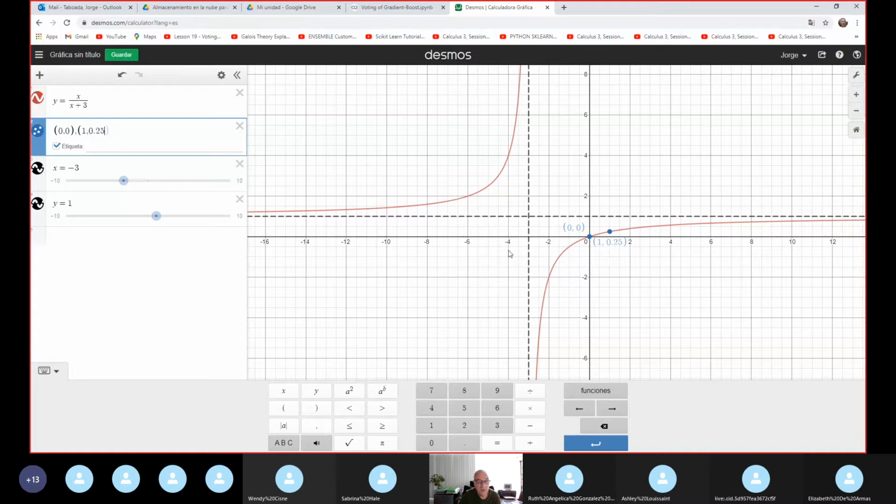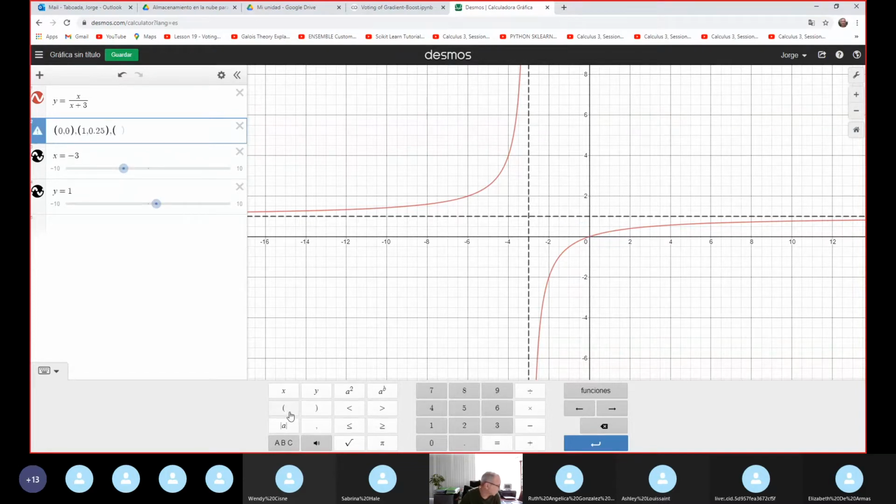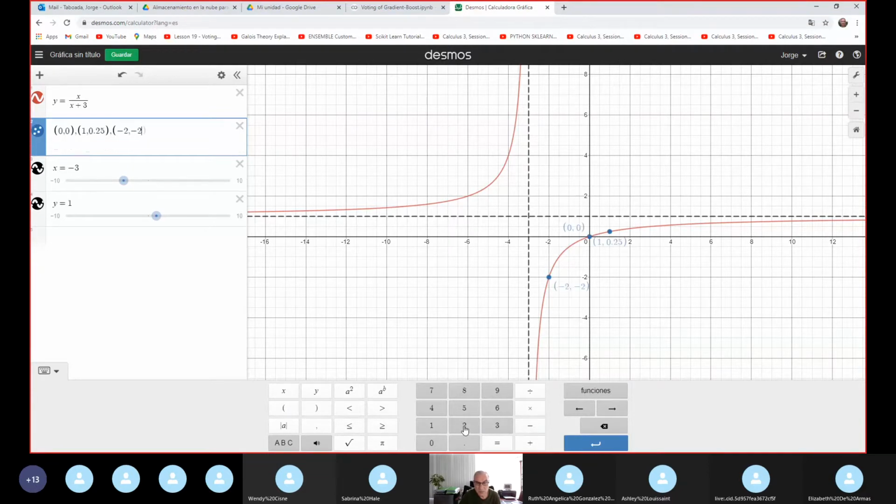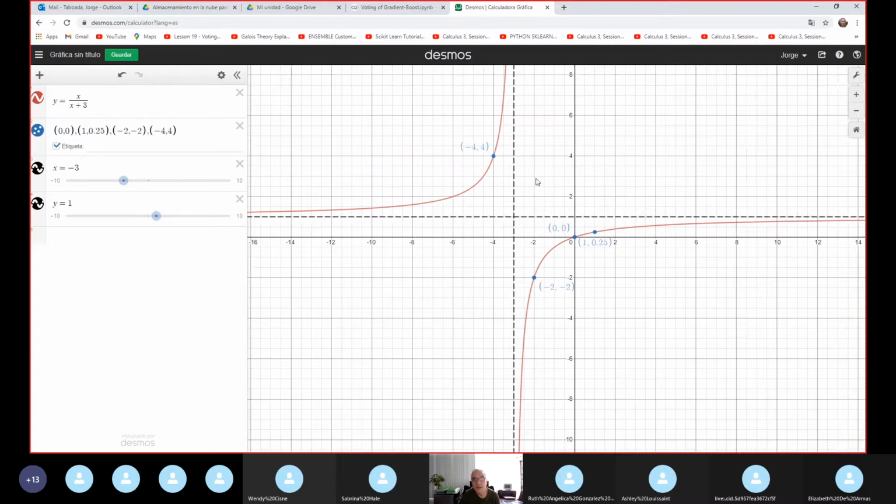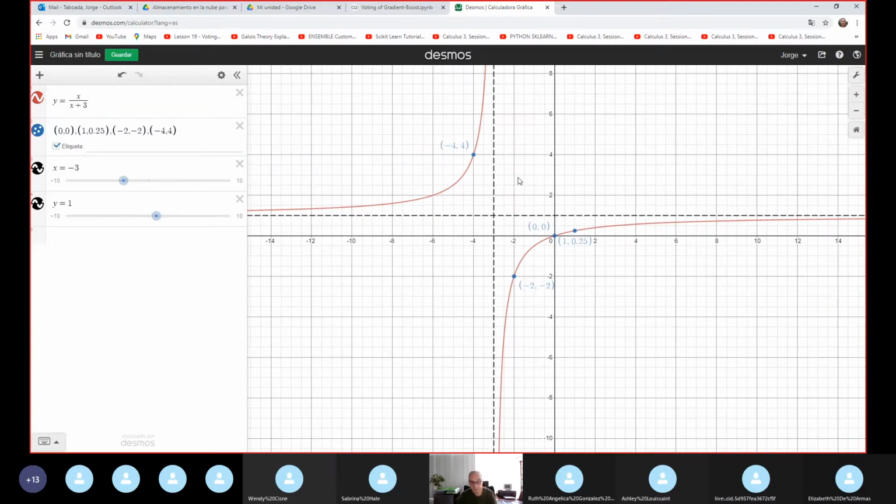On the curve. Okay, now separated by comma, the other point was -2, no? -2, comma, -2. Boom, very well, on the curve. Also, the last one is -4, +4. Okay, excellent. Exactly here. And we have a good idea how our graph looks.